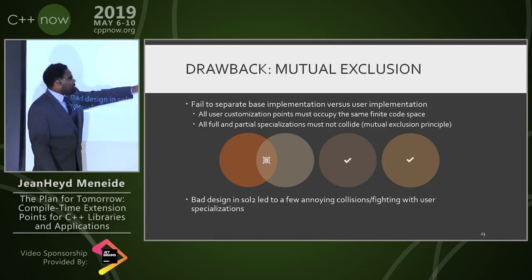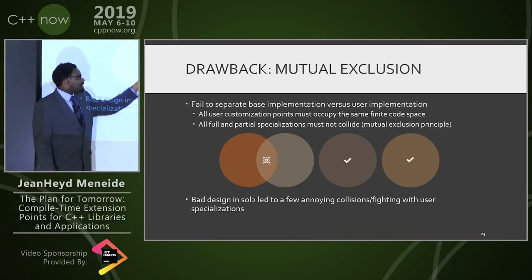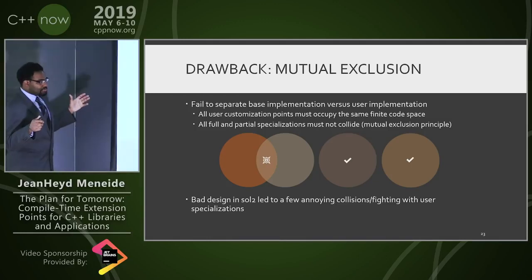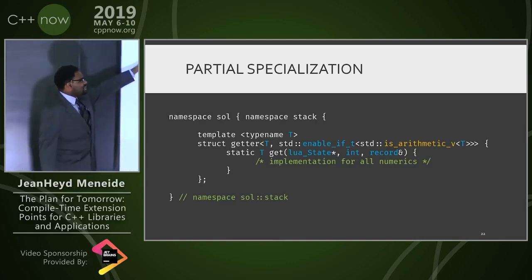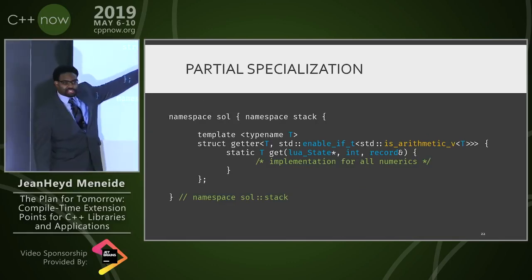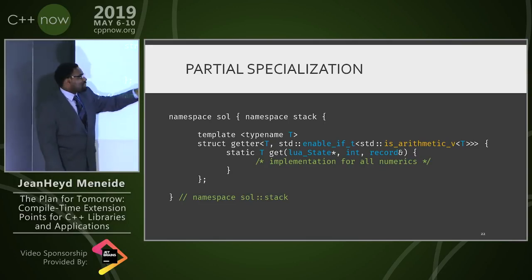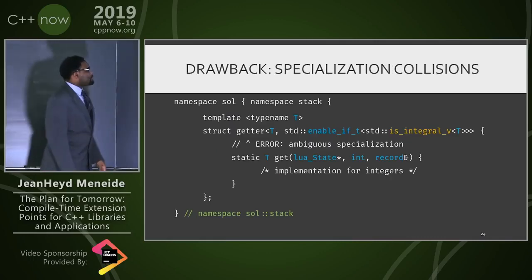The problem is what happens when you accidentally define an enable_if or something else that overlaps with another one, and you get a collision. As much as I liked doing this, I define this in Sol2, right? The user can define this too. What I said is that if a user wants to do something special with their code, they would override this. And that led to problems, and I'll show you how.